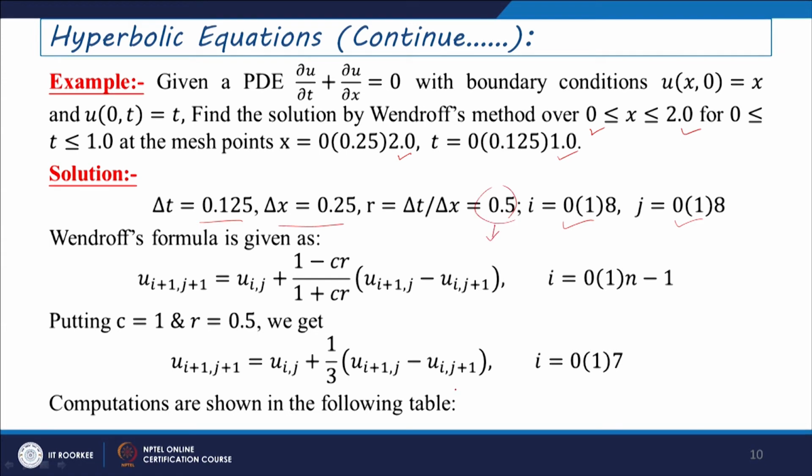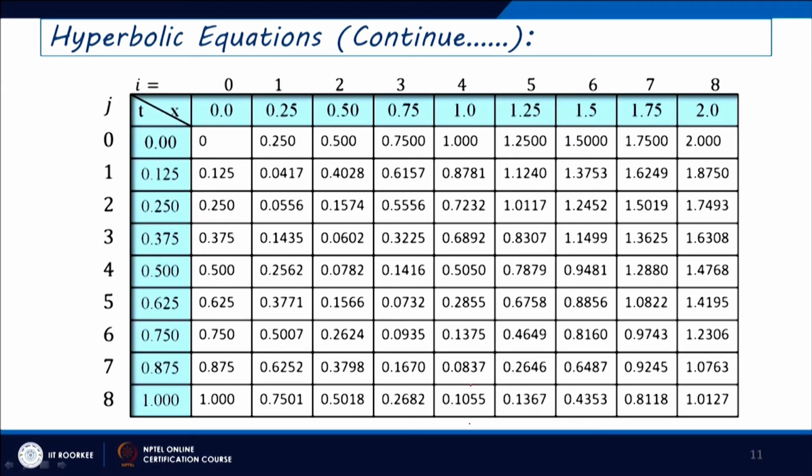And this formula, if you will see here, that is Wendroff's formula, which is written as u i plus 1, j plus 1, this is nothing but u i, j plus 1 minus C r by 1 plus C r into u i plus 1, j minus u i, j plus 1 here. And if you put here C equals to 1 and r equals to 0.5, then we can get it as 1 in the numerator and 3 in the denominator here, and u i plus 1, j minus u i, j plus 1 here. Computations will be performed for different cells here.